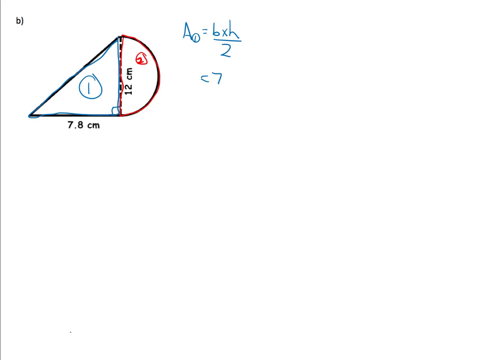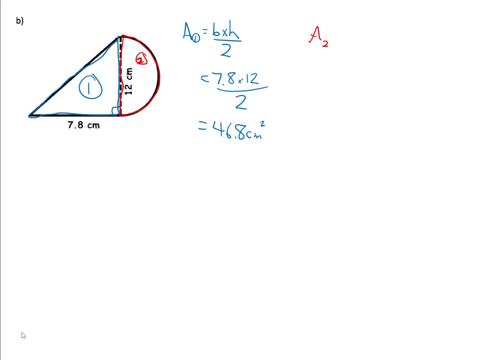The base is 7.8. The height is 12. And that's just over 2. So then if you multiply this and then divide it, you should get 46.8 centimeters squared. Excellent. Next, we're going to take a look at the semicircle.